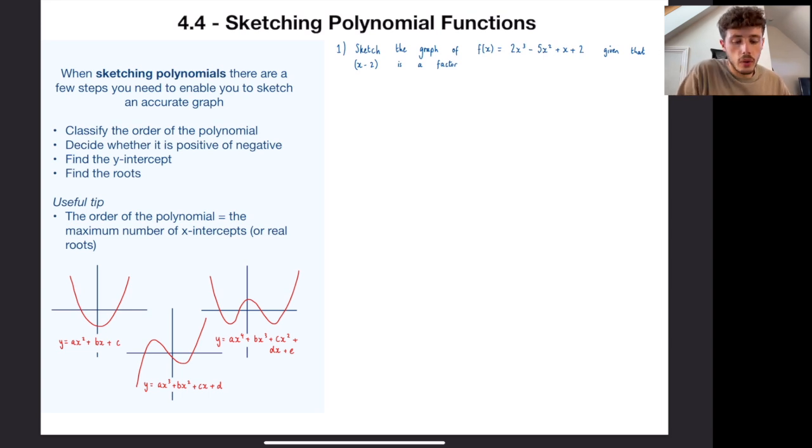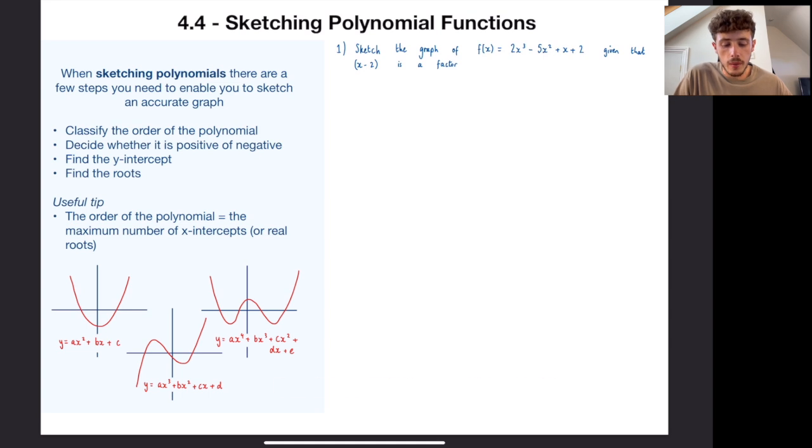When sketching polynomials, there are a few steps you need to enable you to sketch an accurate graph. So we need to identify the order of the polynomial, which is what we did back in 4.1, so that's really important. Decide whether it's a positive or negative version of that graph, and as you can see I've got some examples down at the bottom of the page. We need to find the y-intercept and also the roots, so that is exactly the same as a quadratic equation that we would have drawn at GCSE.